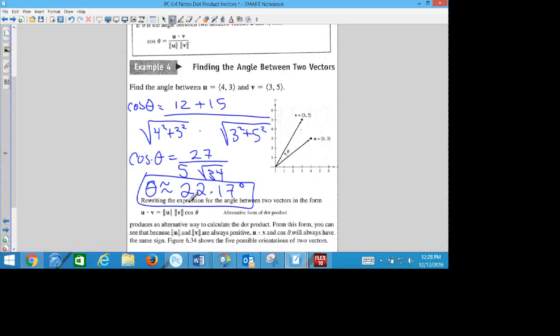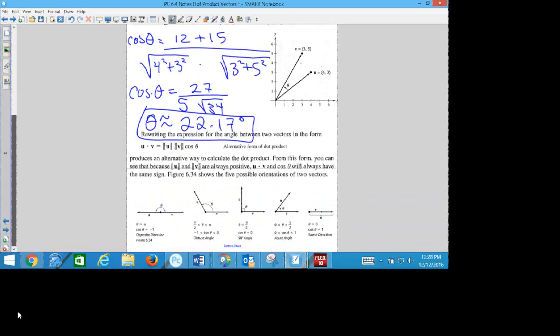Now turn the page real fast. Just want to show you. There's another way of finding the dot product. There's an alternative way of finding the dot product. It is written right here. You can also find the dot product by doing the magnitude of u multiplied by the magnitude of v multiplied by cosine of the angle. If you knew the angle already, you could use that to find the dot product.